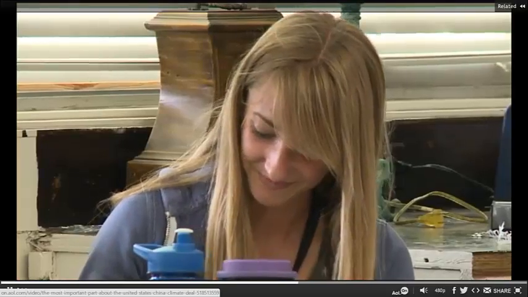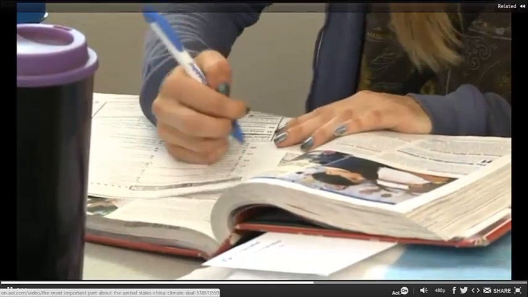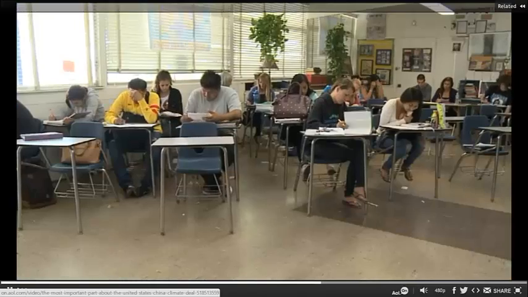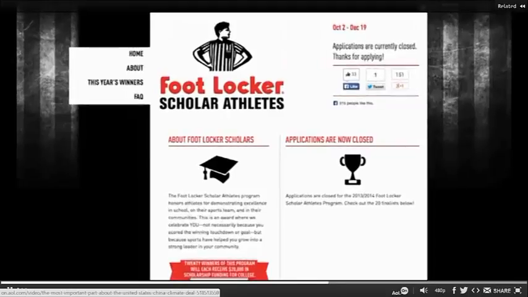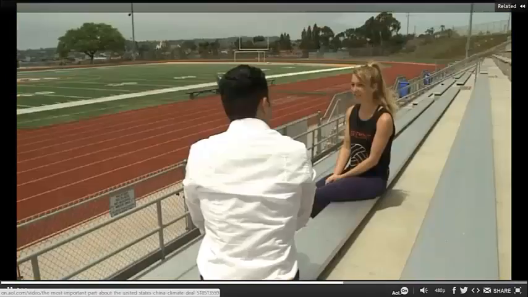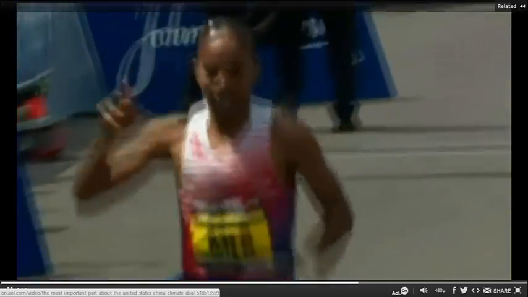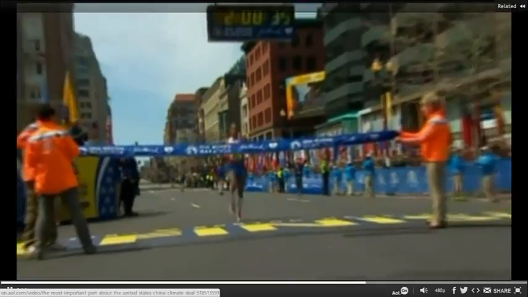McKeem, who's a straight-A student with a 4.3 grade point average, is being awarded a $28,000 scholarship from Foot Locker for excelling in sport and academics. Her goals in line. One of her favorite role models, Boston Marathon champ, Meb Keflezighi.